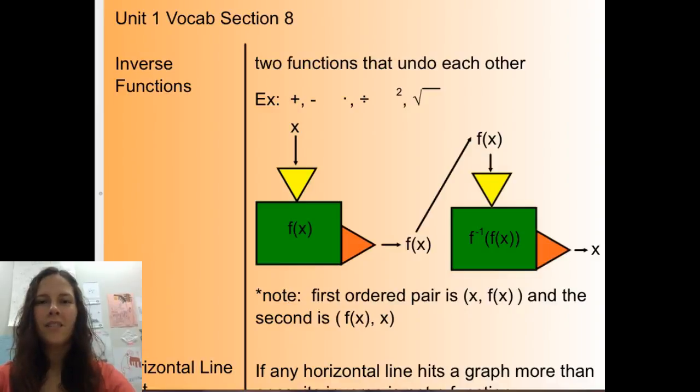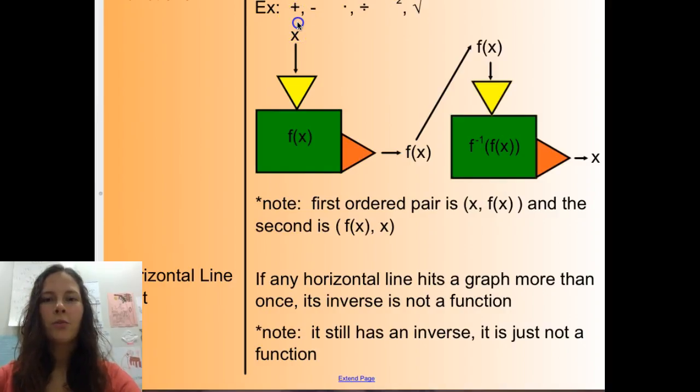This lesson is on inverse functions. Inverse functions undo each other. There are several inverses that you're very familiar with, such as addition and subtraction, multiplication and division, squares and square roots. Today we're going to learn how to find the inverse of an entire function.